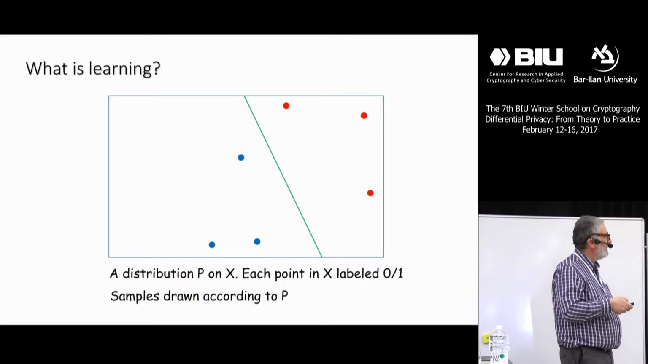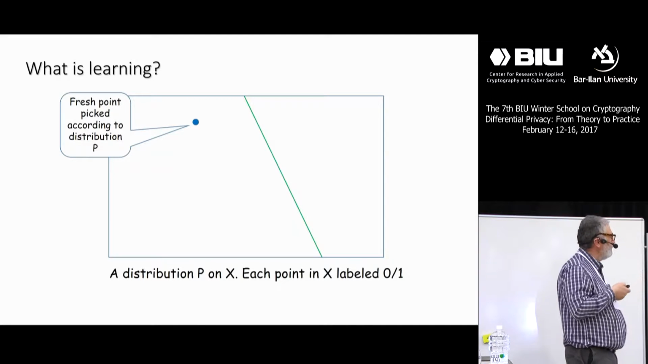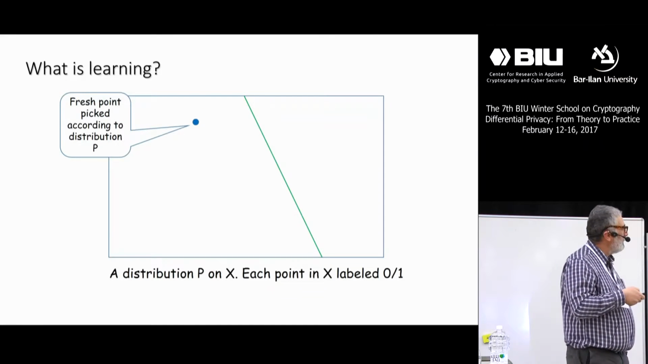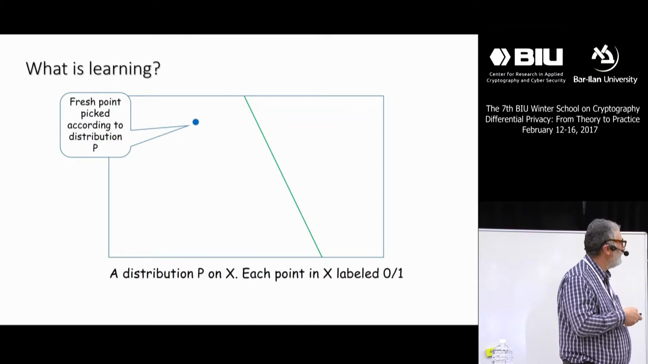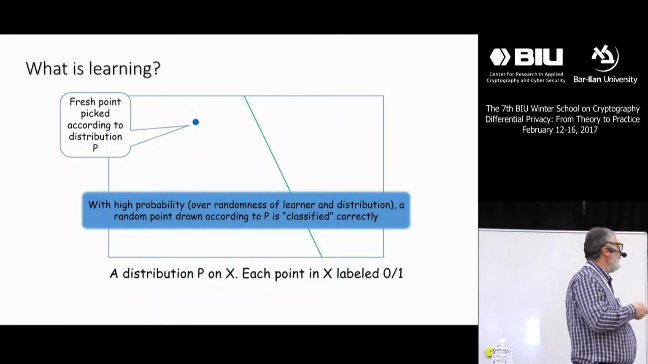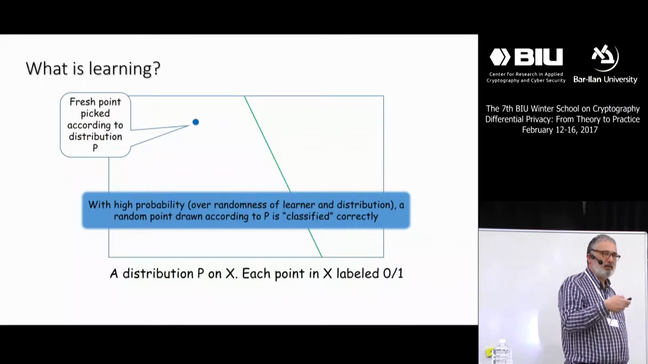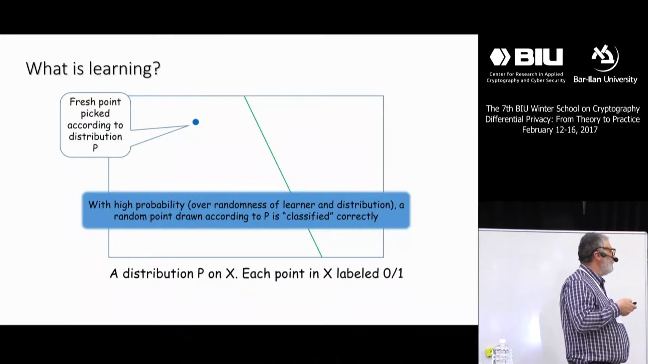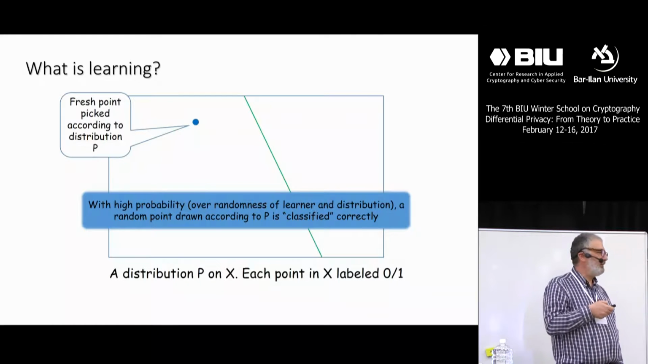Okay? So what does it mean that this is a good hypothesis? So if we take a fresh point that we pick according to the same underlying distribution, we want that this point will be classified correctly. Okay? That's an example in this case. And what we will require is that this will happen with high probability. It will be probability both over the randomness of the learner and the sampling from the underlying distribution. Okay? When we take a random point, it should be classified correctly, again with high probability.